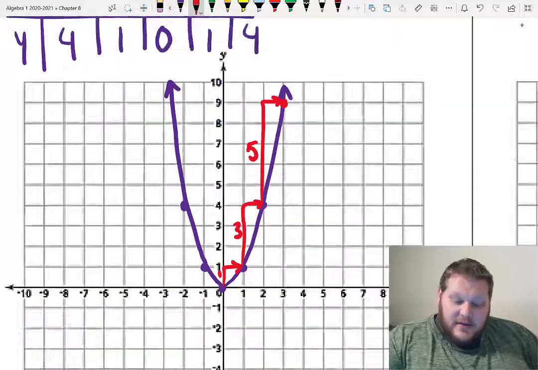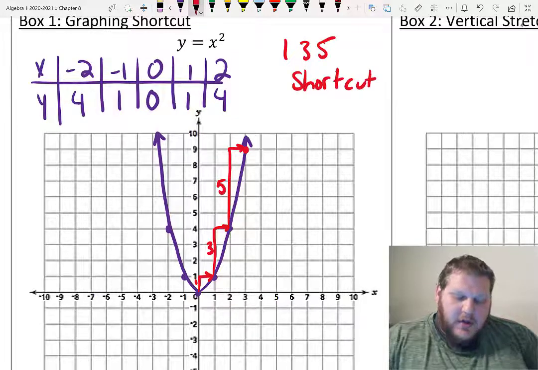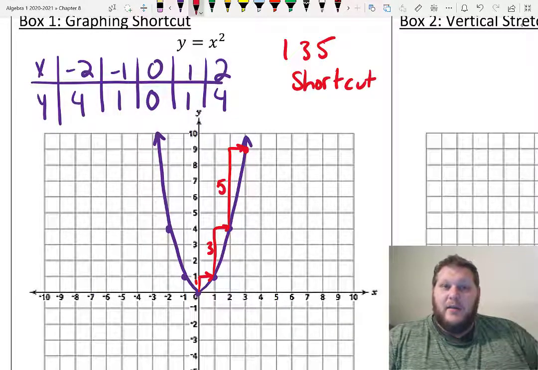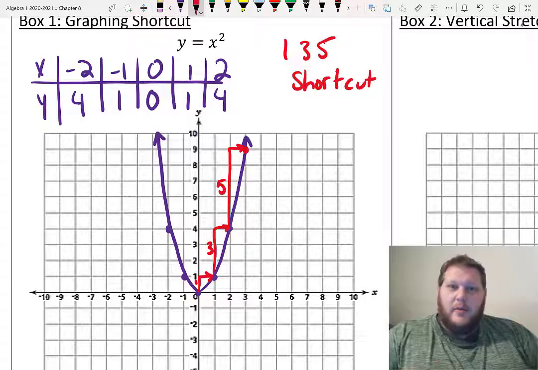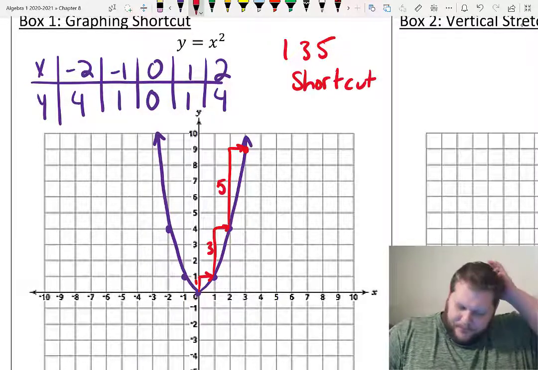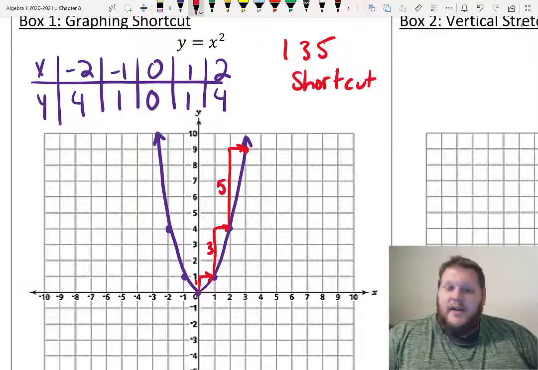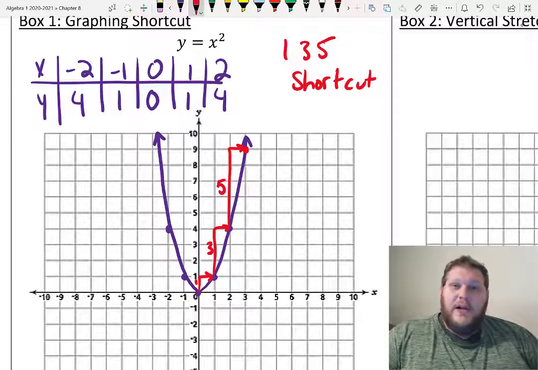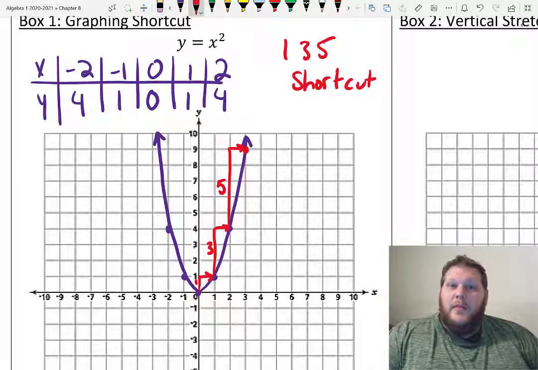So we call this the 1, 3, 5 shortcut. Because getting from one point to the next in my parabola, I go up 1 over 1, up 3 over 1, up 5 over 1. And that's always the case for a parabola. Now, obviously, we'll look at how some different things are going to be adjusting that, things that will change my vertical changes. But if I don't have any kind of stretch or shrink happening, if I don't make it any taller or smaller than how it usually is, then I follow that 1, 3, 5 shortcut.